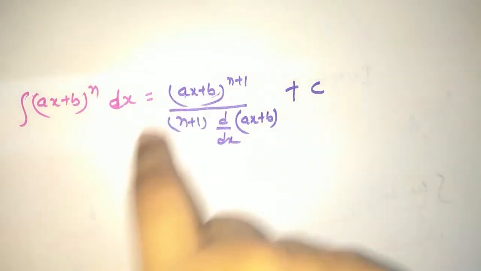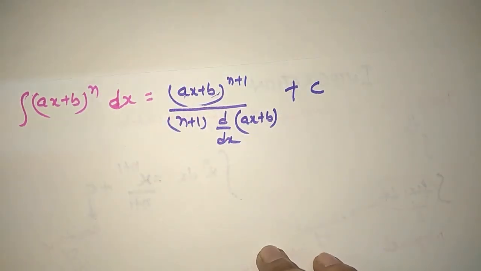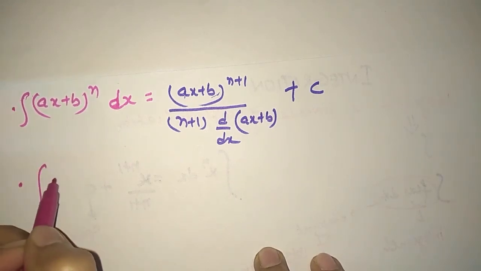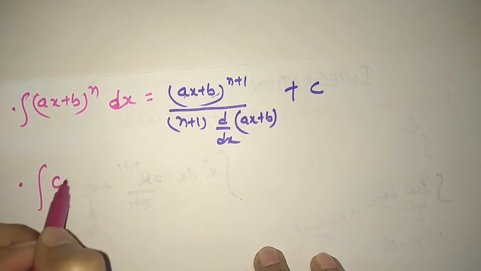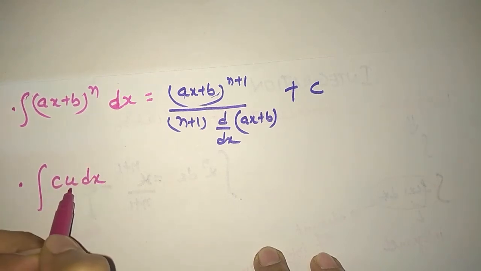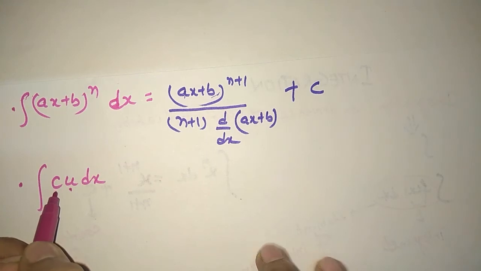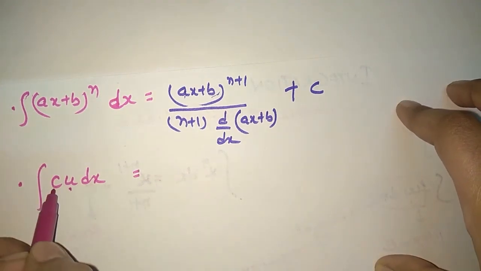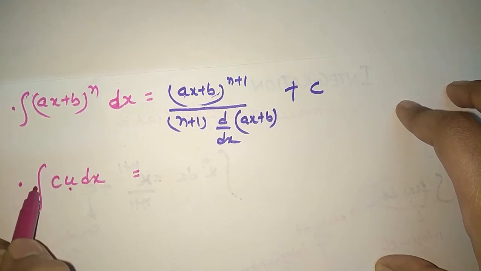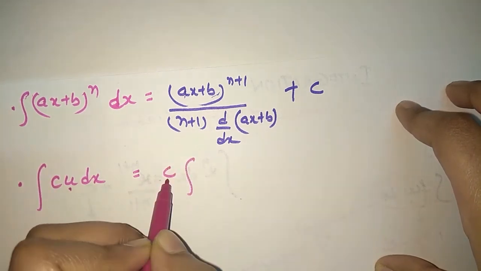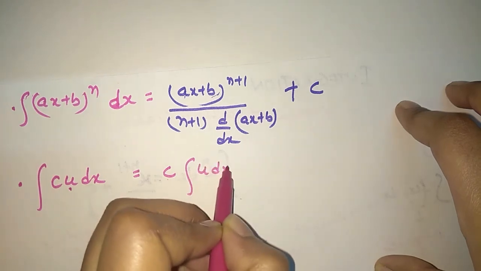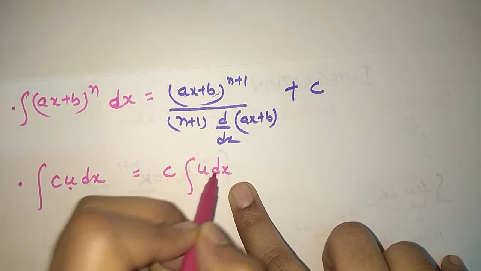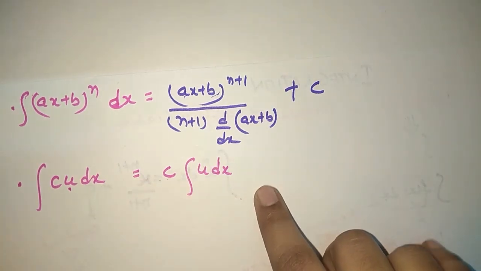inner bracket. Now, another formula is, if we have to integrate c·u dx, where u is a function of x and c is a constant term, then we put c out of the integration part like this, and we integrate u with respect to x, where u is a function of x. Clear?